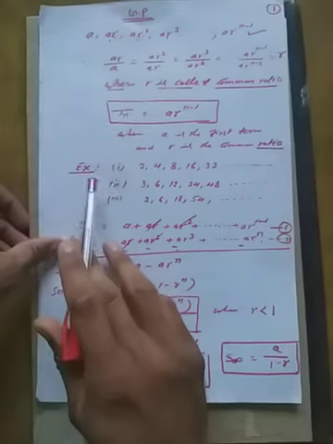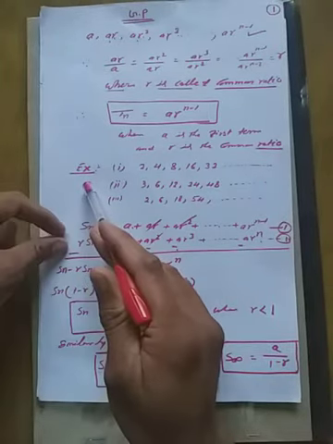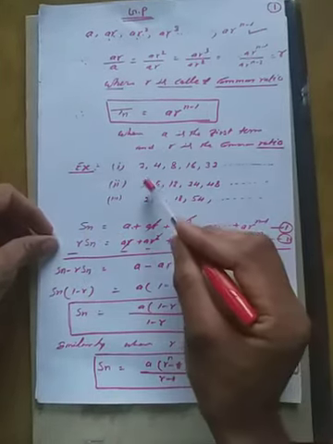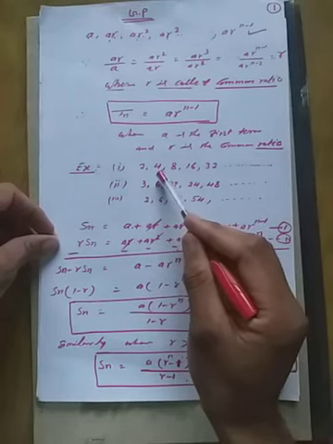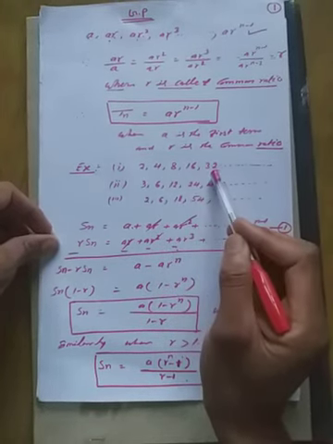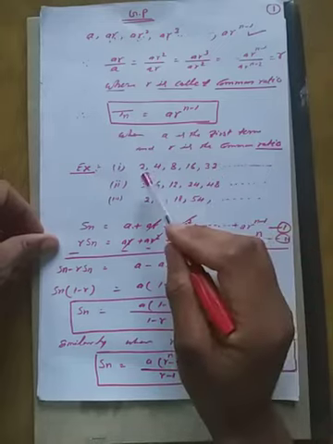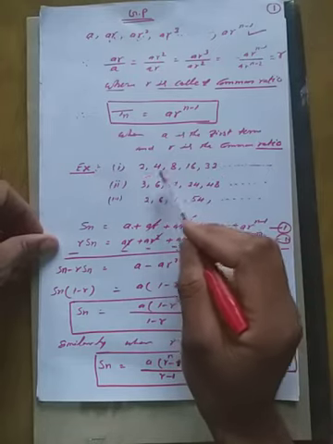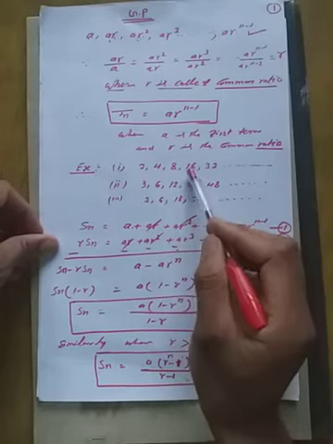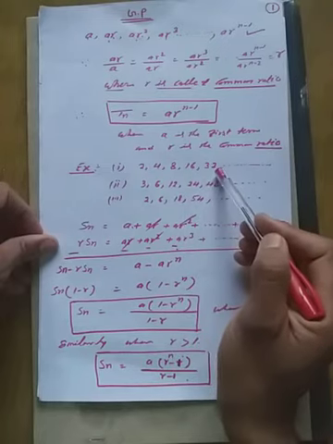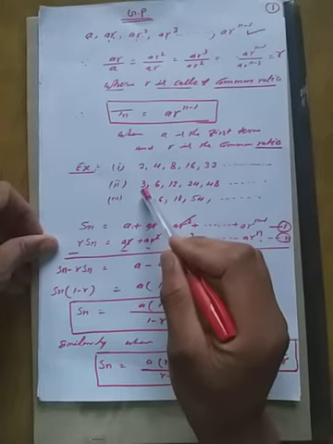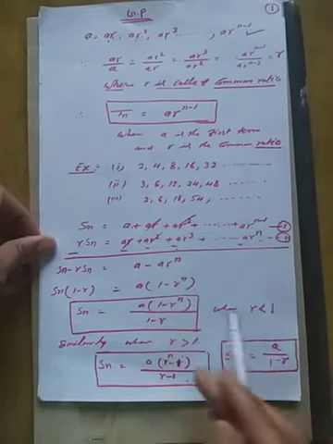We can just give a live example, like 2, 4, 8, 16, 32 is a GP, since 4 upon 2 equal to 8 upon 4 equal to 16 upon 8 equal to 32 upon 16, like as example, second and third, right?